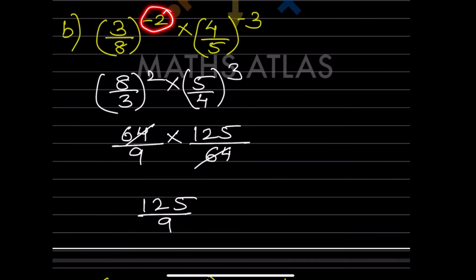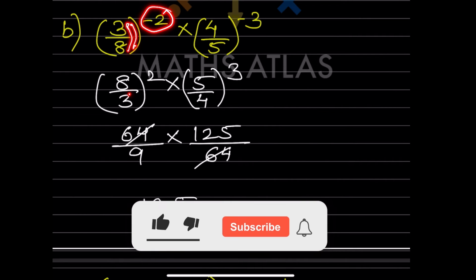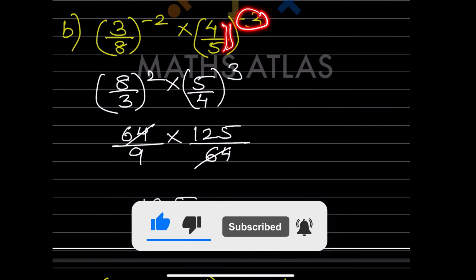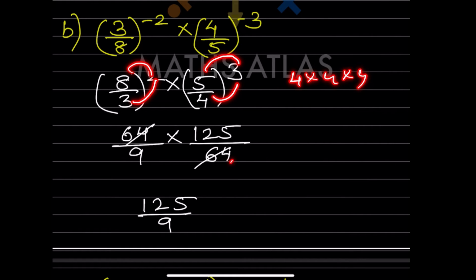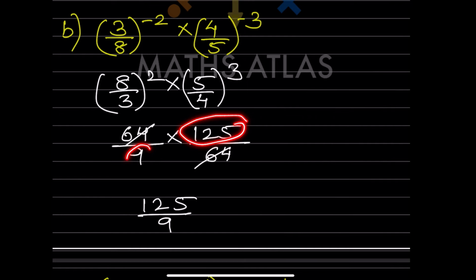This is negative, means we are going to flip over this one, 8 by 3 raised to 2. Negative 3, we will flip over this one, 5 by 4 raised to 3. So now 64 divided by 9. 5 cube means that will be 125, divided by 4 cube means 4 into 4 into 4, that is going to be 64. So what happens, this 64 and this 64 get cancelled, and here we get 125 by 9.